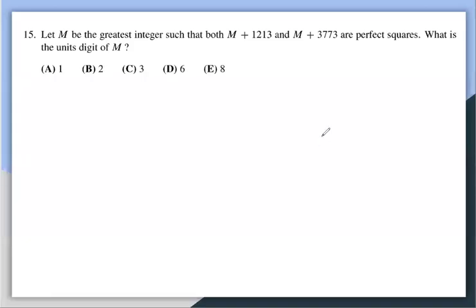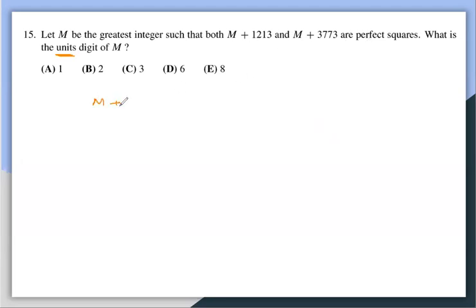Okay, so this is number 15. So m is the largest integer such that m plus 1213 and m plus 3773 are both perfect squares. What is the unit digit of m? Okay, so we are given that both numbers are perfect squares, so maybe we should write such a thing.